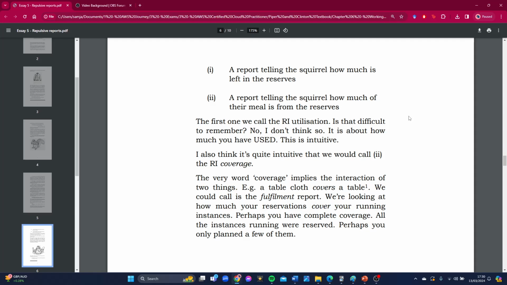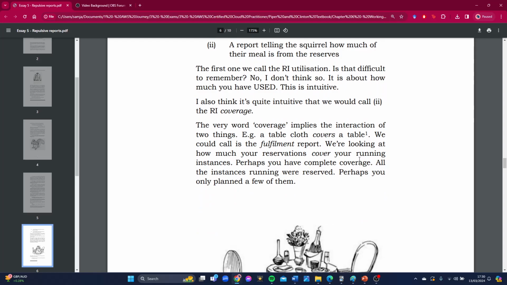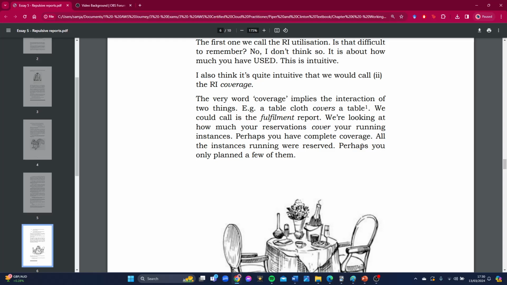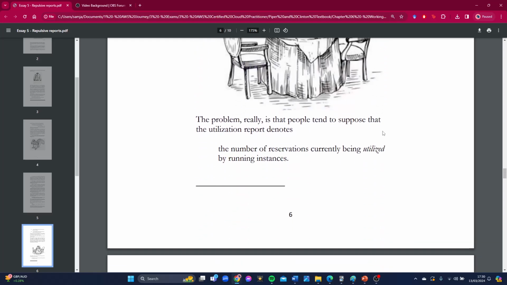I also think it's quite intuitive that we would call the second idea, saying how much of what you're getting through now is from the reserves, coverage. In what way? Well, the word coverage implies the interaction of two things. You might say a tablecloth covers a table. We could call it the fulfillment report, perhaps. We're looking at how much of your reservations cover your running instances. Perhaps you have complete coverage, all the instances running were reserved, perhaps you only planned a few of them.